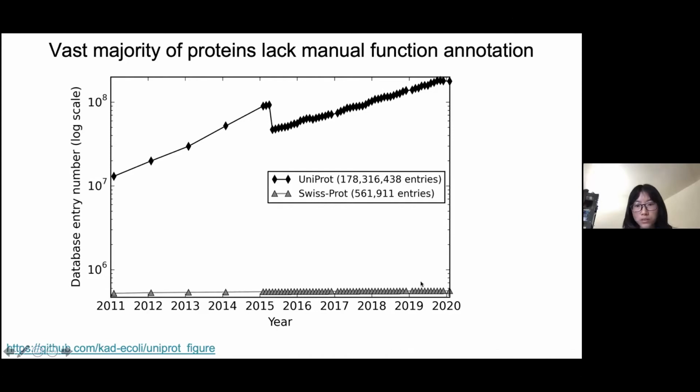However, the lower line is the Swiss-Prot database, a database with the proteins annotated by experiments. Those proteins have manual function annotation. We can see that only 560 thousand proteins were annotated by experiments. It means that more than 99% of proteins are not experimentally characterized.